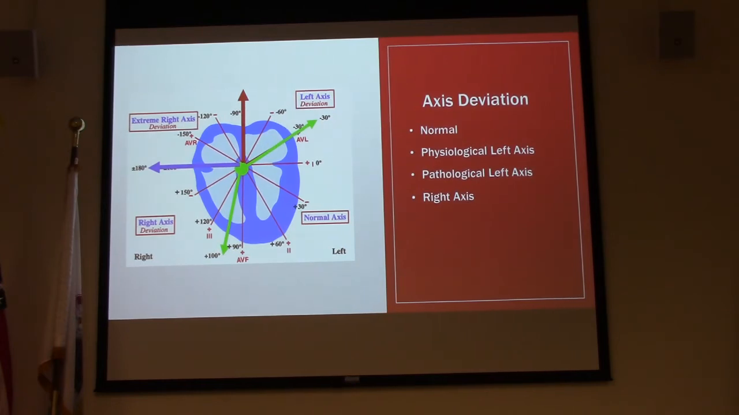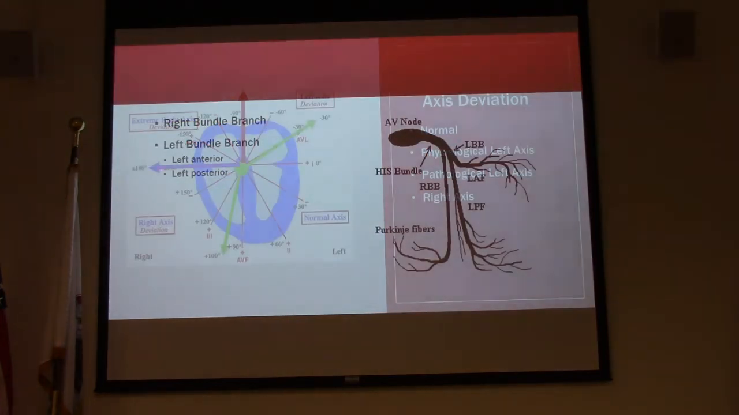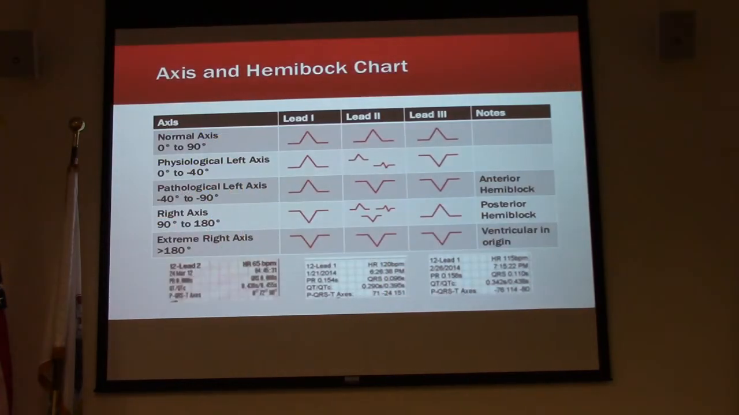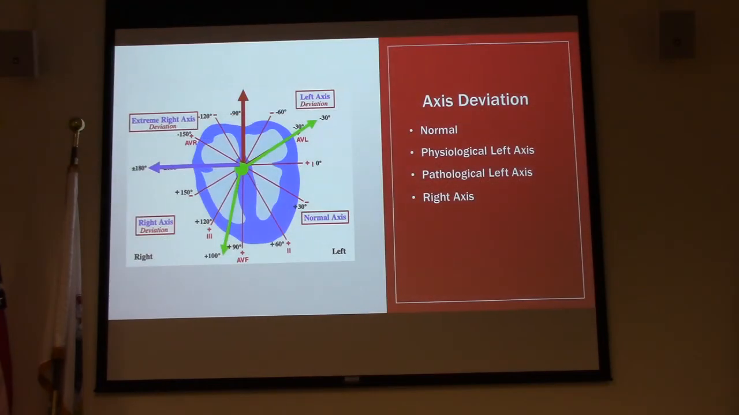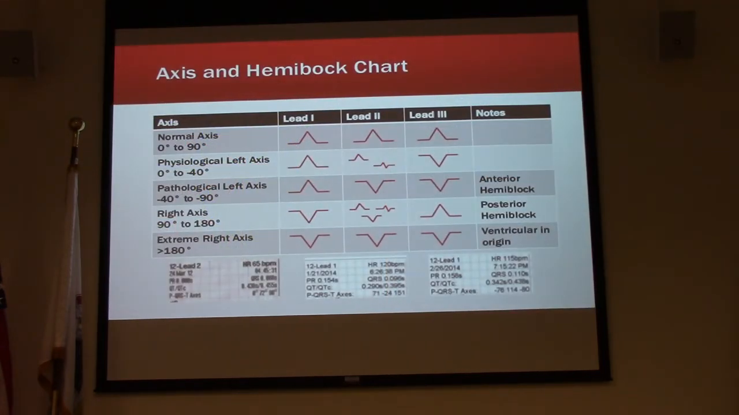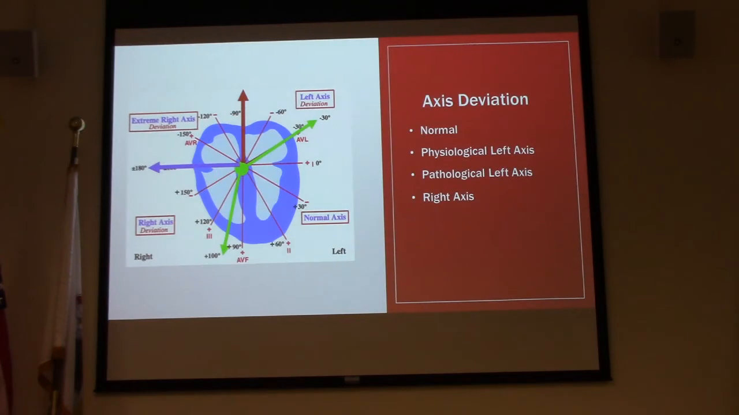And then our last one is extreme right axis deviation, meaning that they have anything greater than 180 degrees, we call extreme right axis. This means it's ventricular in nature. You can pretty much say this patient is in VTAC just by looking at some simple numbers, because the electrical activity is originating down here in the ventricles and it's going up in this direction.